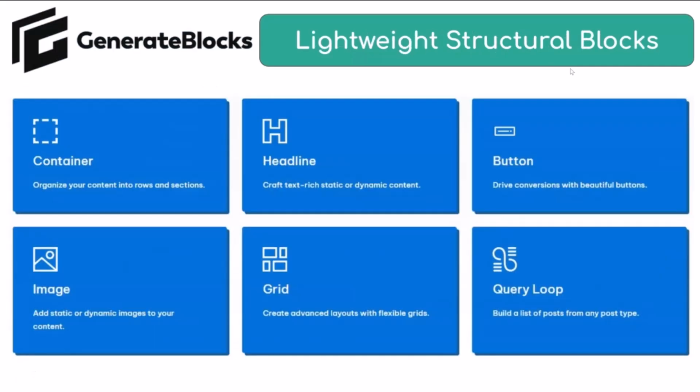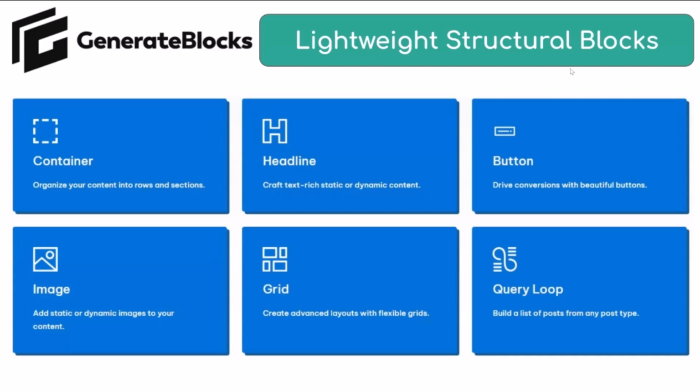So that was GeneratePress. I also use GenerateBlocks, it's the same company. They add these 6 blocks. And you think, well, I'm paying $99 a year. Why do I just need these 6 blocks? But you can build any website with just this combination of blocks.